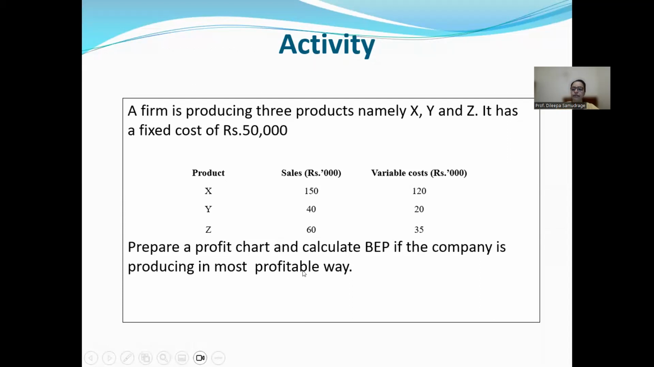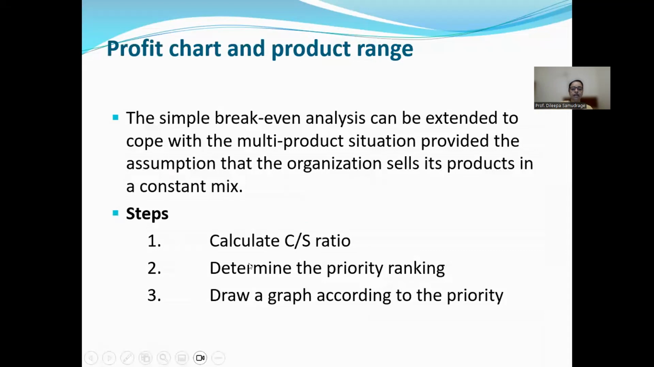the most profitable way, right? That means you have to find out which product gives you the highest contribution, and that one you produce first. Then the second contribution: which product gives you the next higher CS ratio, and you produce that product secondly. Likewise, you have to give the priority rankings. So apply these steps.